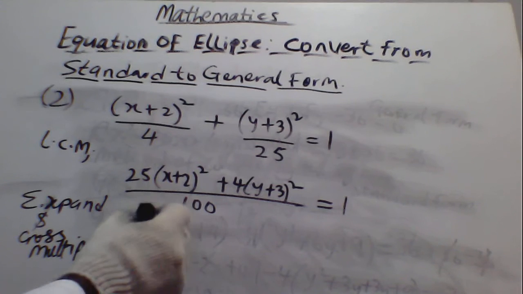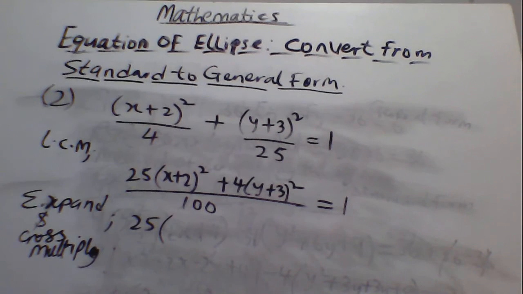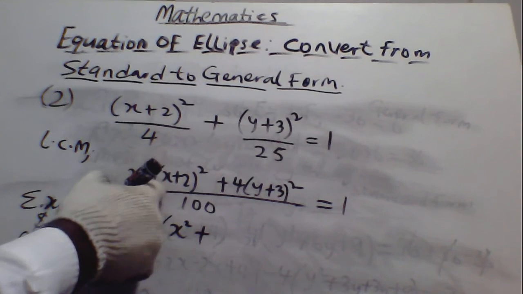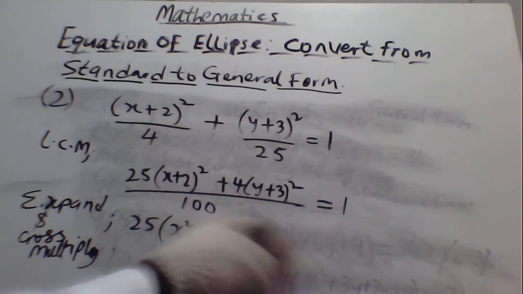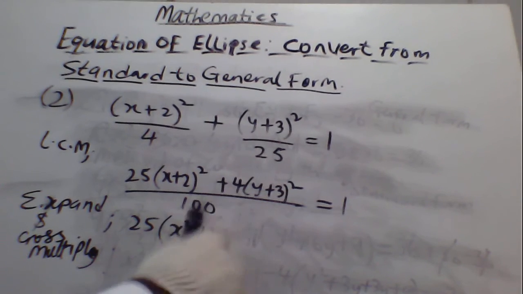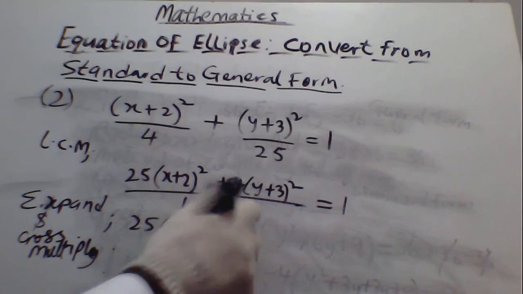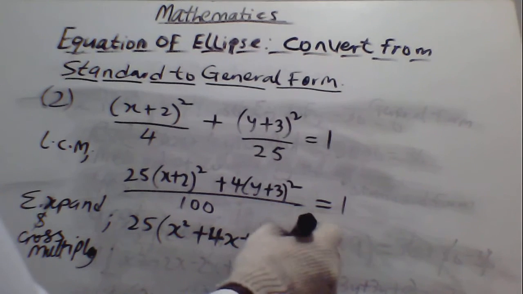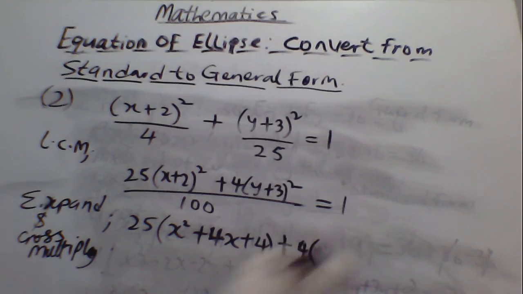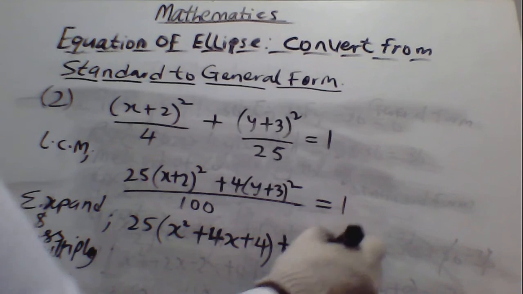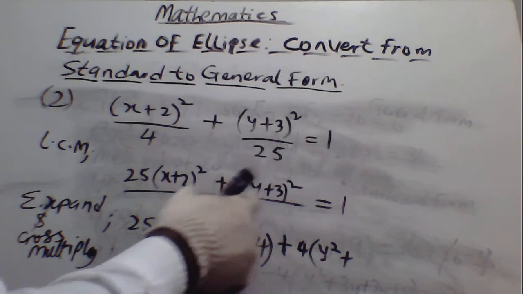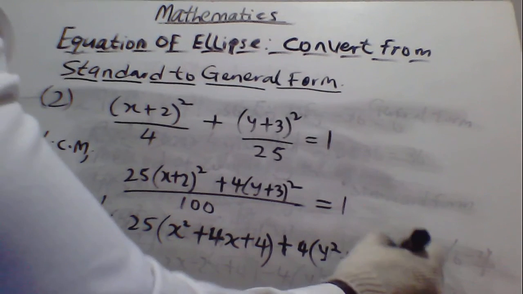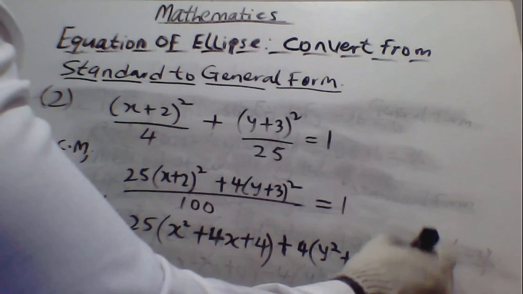25 in bracket. You know how to expand the quadratic function. Square the first, multiply the first with the second, that gives us 2x, times it by 2, that gives us 4x. Square the last, that gives us 4, plus 4 in bracket. Square the first, that gives us y squared. Multiply the first with the second, that gives us 3y, times 2, that gives us 6y. Square the last, that gives us 9.